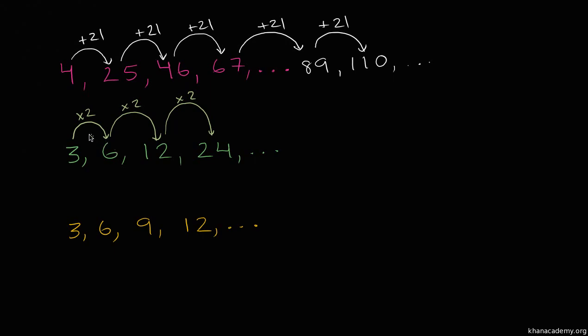So the pattern here, it's not adding a fixed amount, it's multiplying each number by a certain amount, by 2 in this case, to get the next number. So 3 times 2 is 6, 6 times 2 is 12, 12 times 2 is 24.